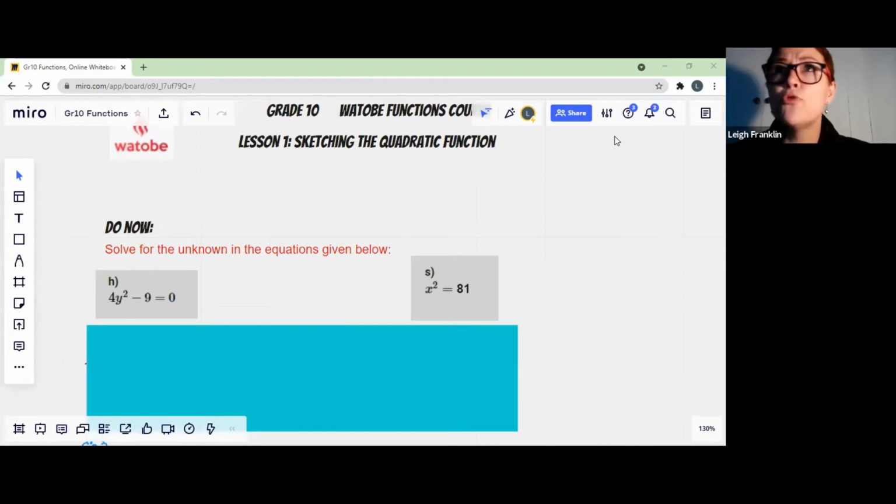Once everybody's in the room at about 5 past 5, then we can get marking. We can mark the Do Now and we can get on with our lesson. Is that okay? Does that make sense to everybody? If you hear what I'm saying and it makes sense and you're happy with that, then you can send me a thumbs up on the chat, please.